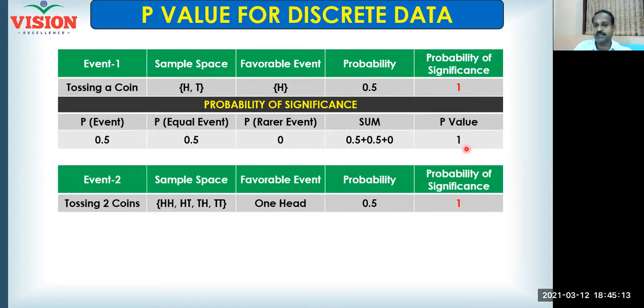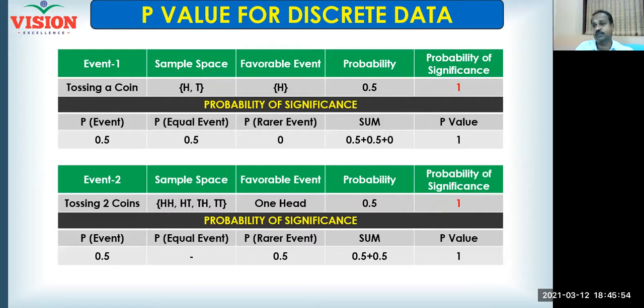Now let us consider another event. Now I am going to toss two coins. Now the sample space will have four possible outcomes: both heads, both tails, head in the first coin, or head in the second coin. So these are the four possible outcomes that constitute your sample space. Once again, let the favorable event be one head. What is the probability of getting one head? There are two outcomes that contain one head, right? So out of the four, two are favorable. So 2 by 4 is once again 0.5. And once again, the probability of significance is 1.